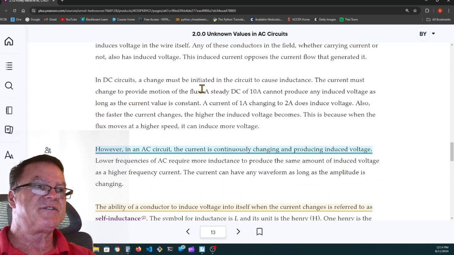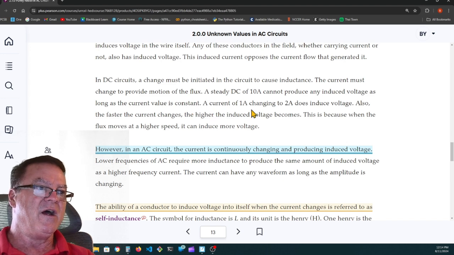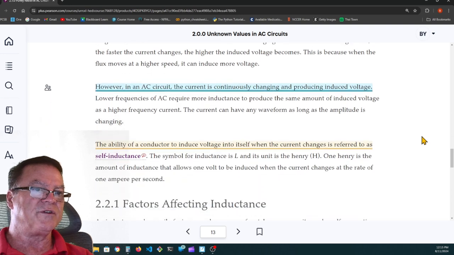So it says in DC circuits, a change must be initiated in the circuit to cause inductance. The current must change to provide motion of the flux. A steady DC of 10 amps cannot produce any induced voltage as long as the current value is constant. A current of 1 amp changing to 2 amps does induce voltage. Also, the faster the current changes, the higher the induced voltage becomes. This is because when the flux moves at a higher speed, it can induce more voltage.